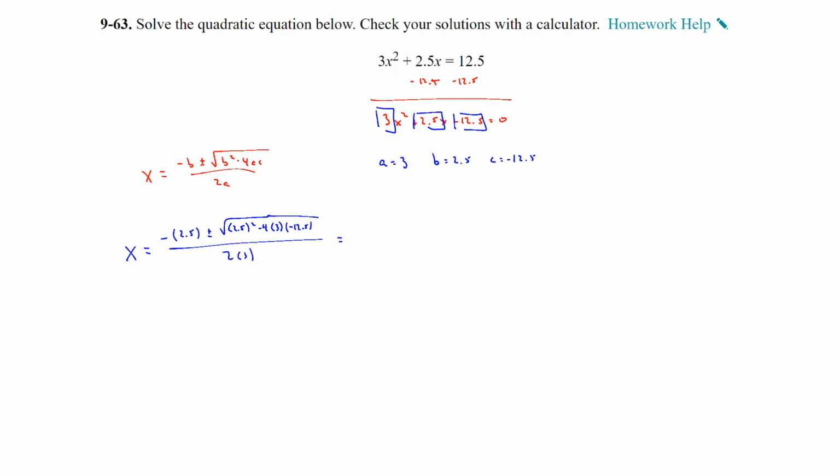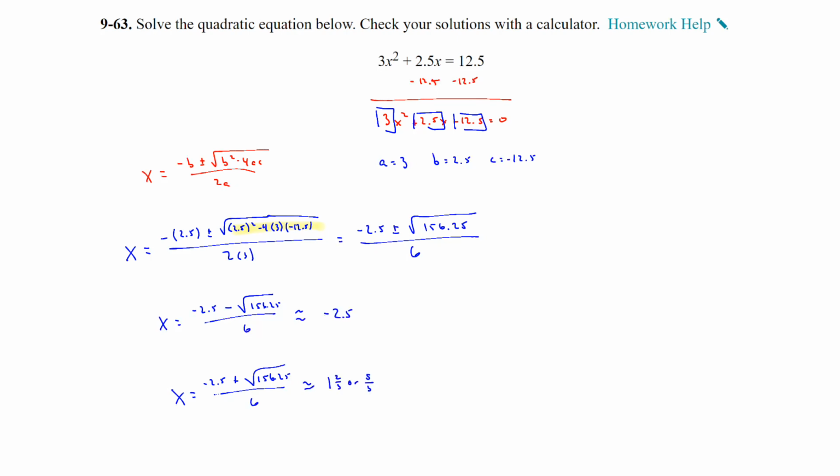And then we just start simplifying. The opposite of 2.5 is negative 2.5 plus or minus. And I'm just going to plug that whole expression into my calculator to see what number I get. And I have 156.25 divided by 6. And so we'll separate this into our two parts. Negative 2.5 minus the square root of that divided by 6, and we'll figure out what that approximation is. And negative 2.5 plus the square root of 156.25 divided by 6, and figure out what that approximately is.